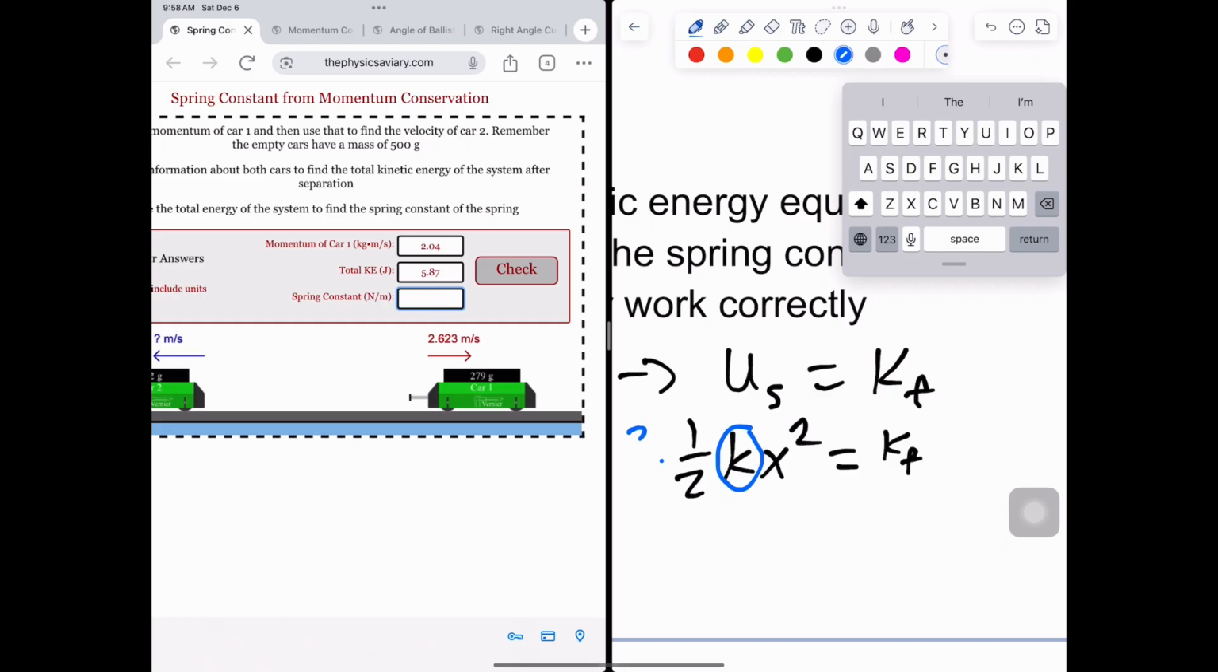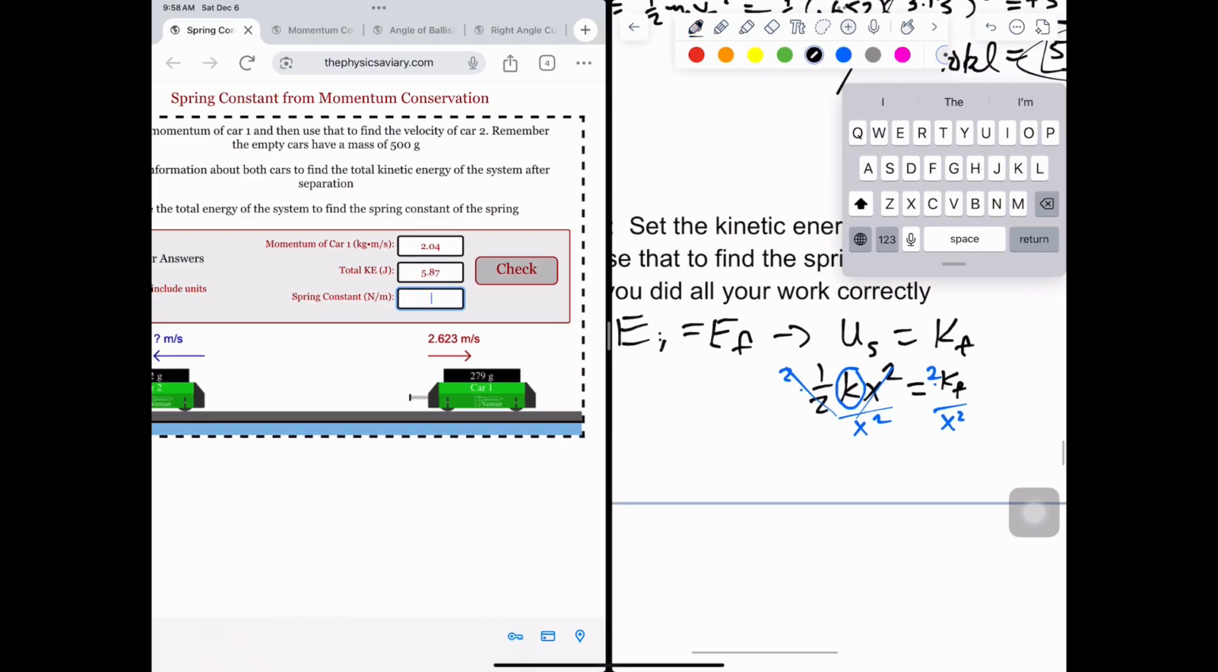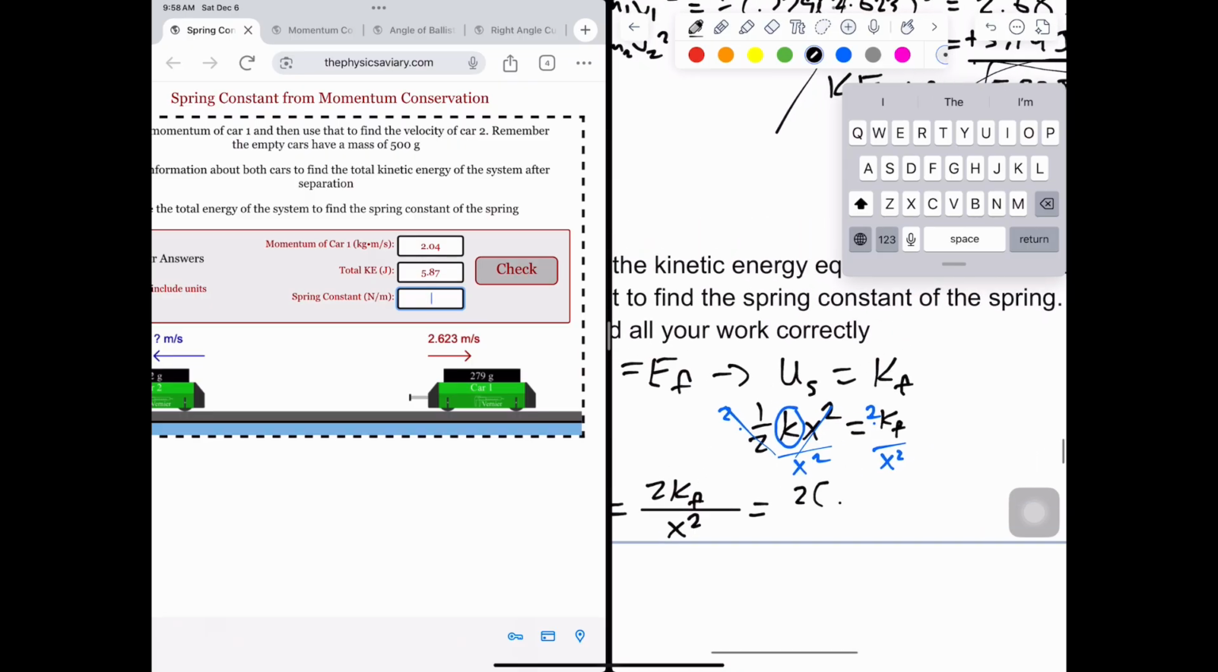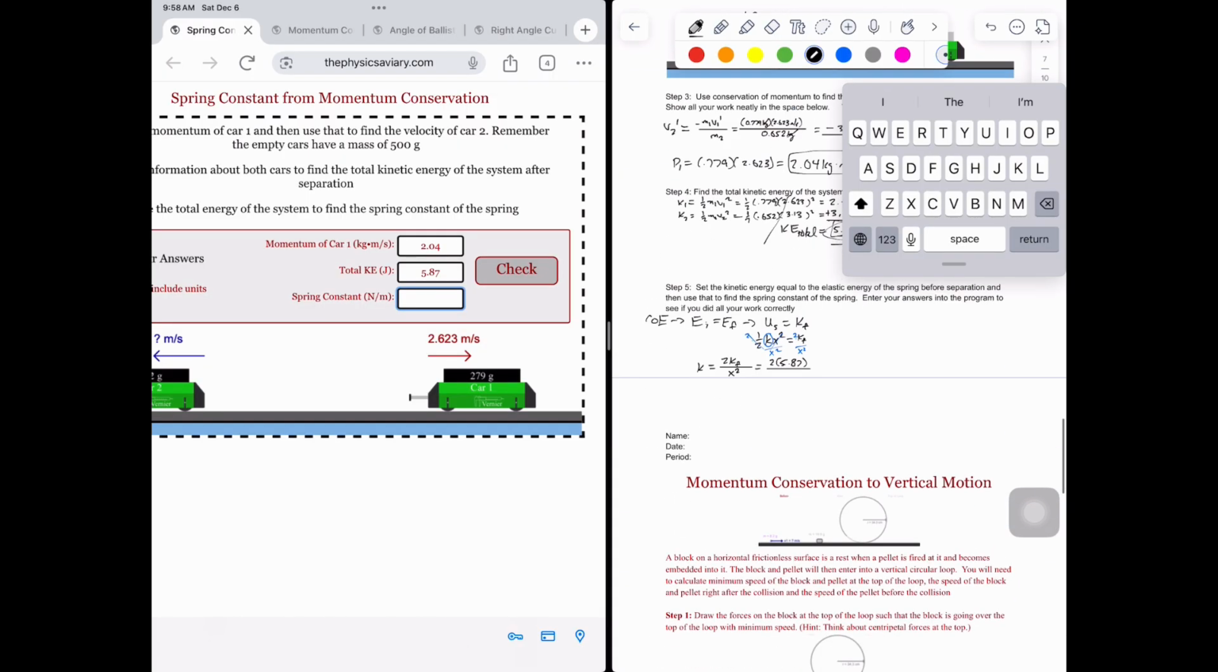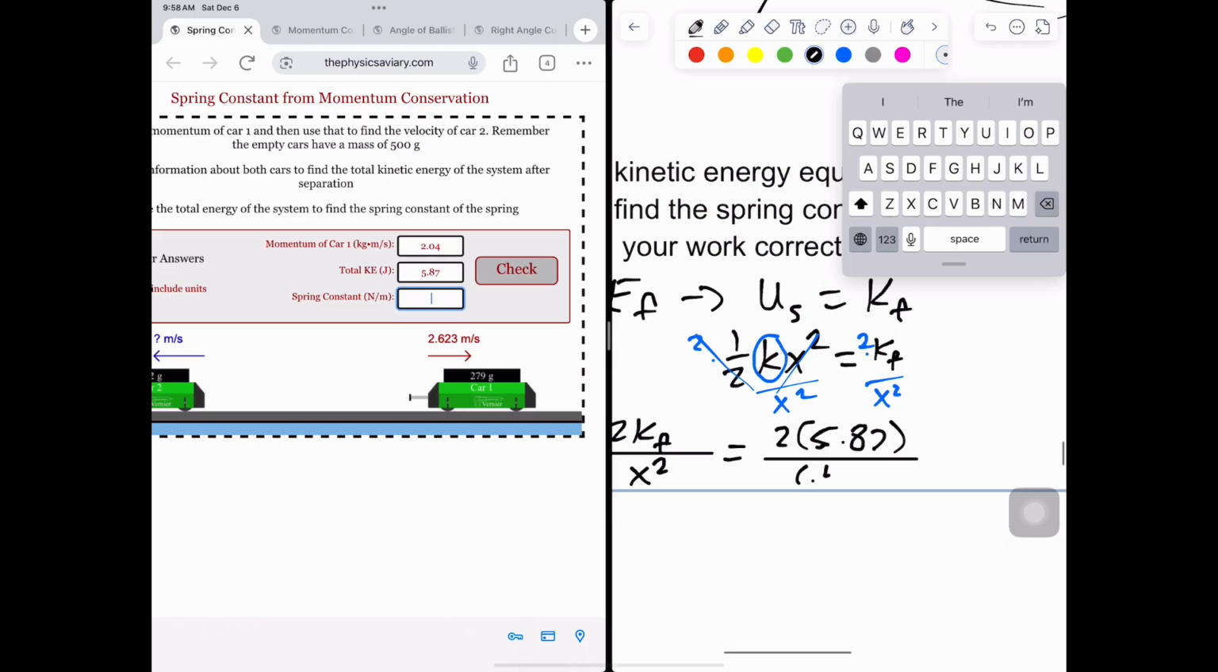So to do that, I'm going to multiply by 2 and divide by x squared. That'll get rid of everything I need to. Then we can plug in. So K is going to be 2 times the final kinetic energy over the compression distance squared. So 2 times 5.87 divided by, I think I wrote it down, the compression was 0.144 meters. 0.144 meters, and then don't forget to square that.